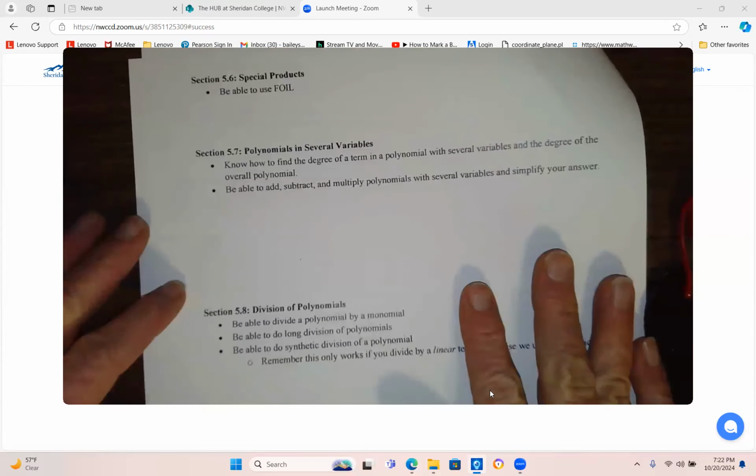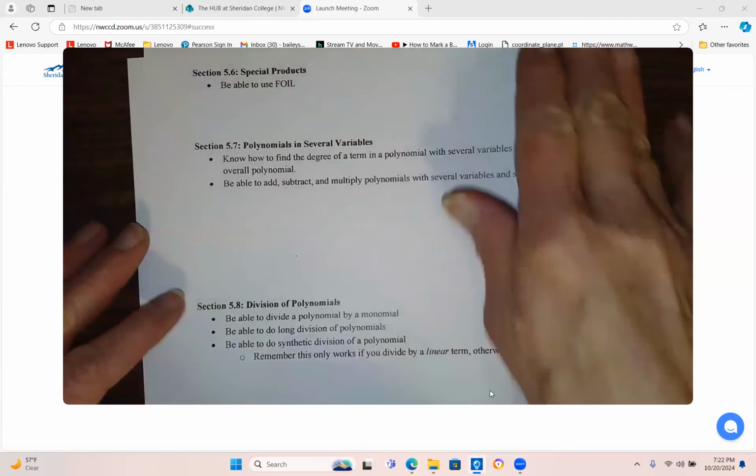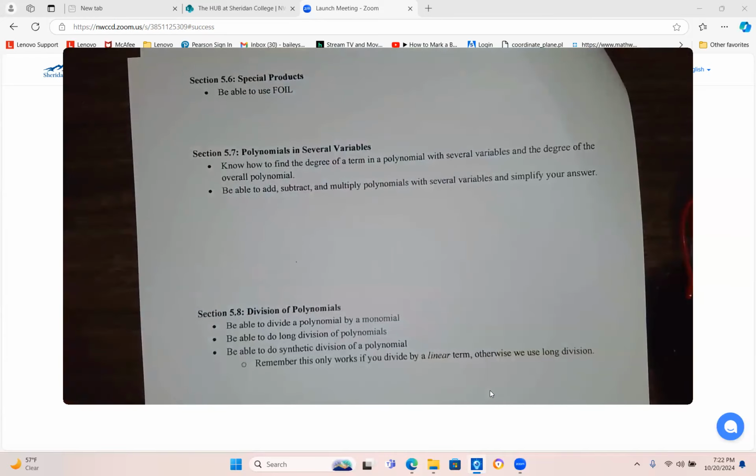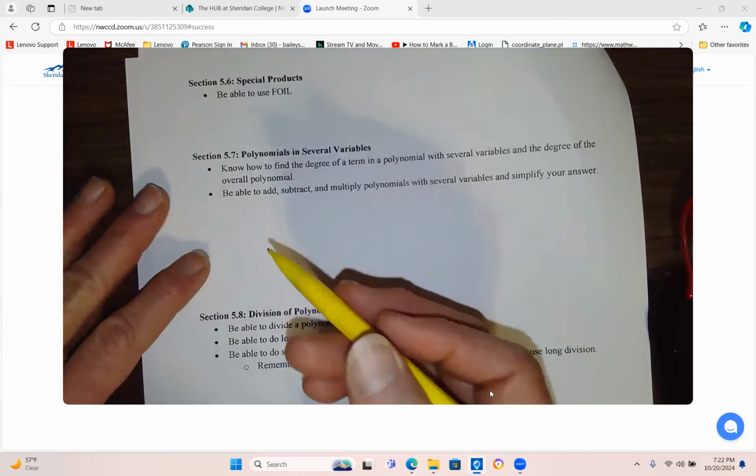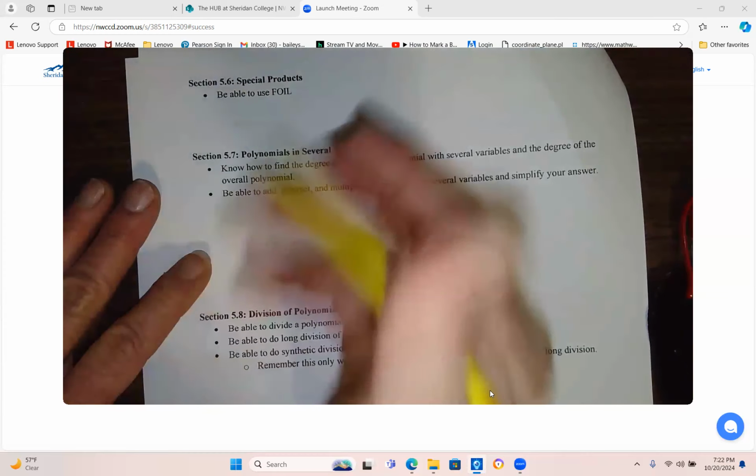All right. Let's go on to the page here. Again, special products. Be able to use the FOIL. Really, with the special products, I don't know why it just kind of keeps focusing in and out.